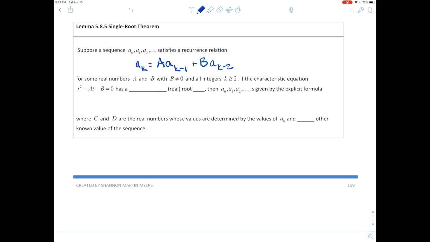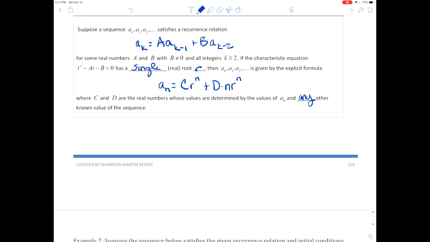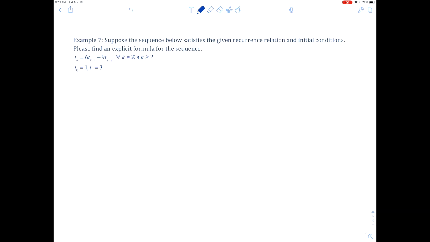If the characteristic equation t squared minus a times t minus b equal to 0 has a single real root r, then a0, a1, a2, ... is given by the explicit formula a sub n is equal to c times r to the n plus d times n r to the n, where c and d are the real numbers whose values are determined by the values of a0 and any other known value of the sequence, okay? So we'll bring it together in this last example.